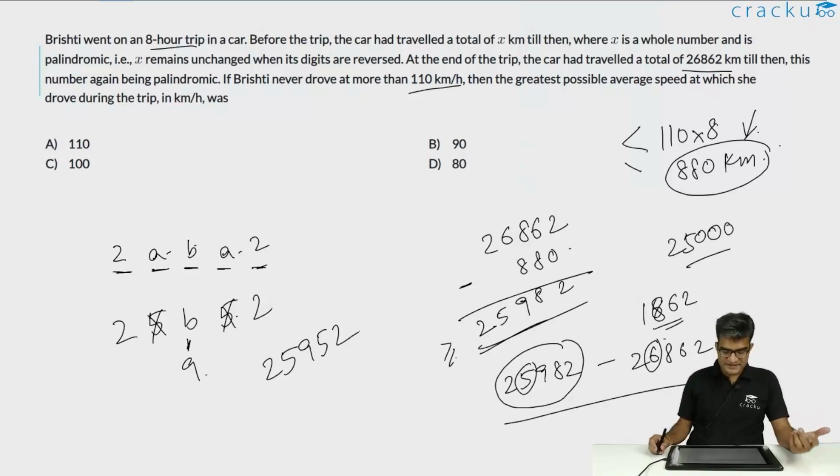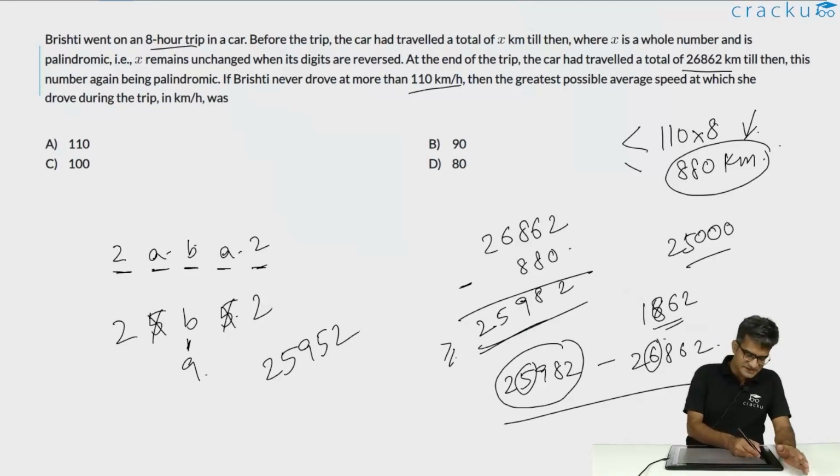Because if you assume that this is 25952, the total distance traveled will be actually 910 kilometers. It will be greater than 880 kilometers. So it cannot be 5. So this has to be 6. So what we can infer is that this number is 6, this number is 6.